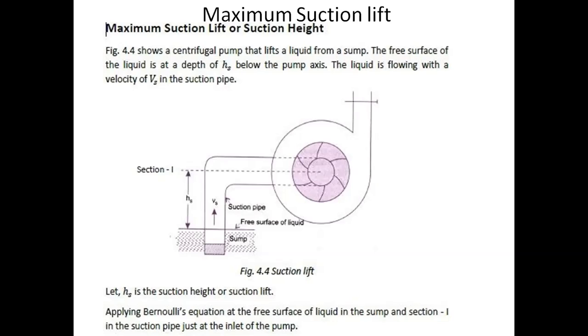So this shows a centrifugal pump that lifts liquid from the sump. The free surface of the liquid is at a depth of Hs below the pump axis, and the liquid is flowing with velocity Vs in the suction pipe. So this is the maximum suction lift. Here, Hs is the suction height of the suction pipe. This is the free surface of the liquid, and the suction pipe, section 1. Applying Bernoulli's equation at the free surface of the liquid in the sump and section 1 in the suction pipe, just at the inlet of the pump.